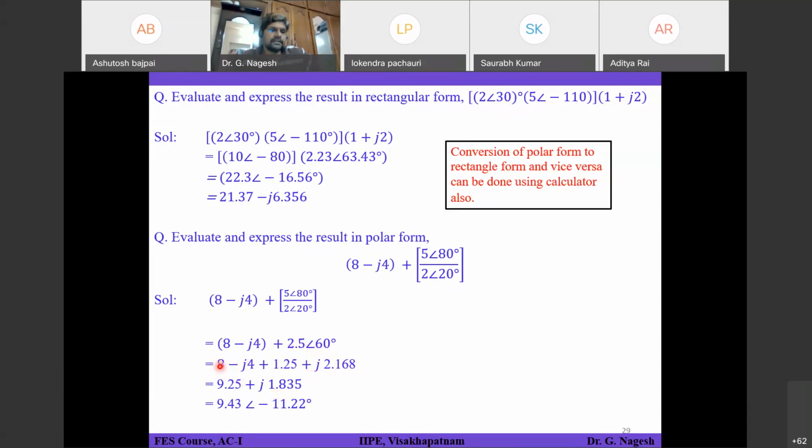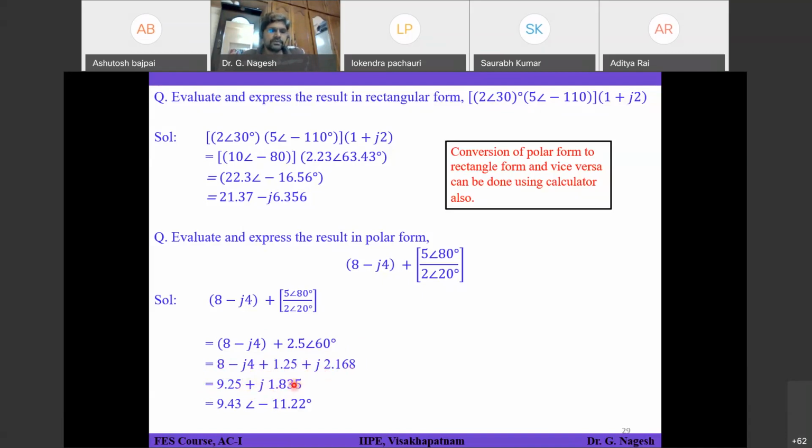Always you can add only real number to the real number, imaginary number to the imaginary number. So 8 plus 1.25 will be 9.25, and minus 4 plus j 2.168 will become, I think I have given the wrong sign here. It should be minus here. Minus 4 plus j 2.168 will be minus j 1.835.